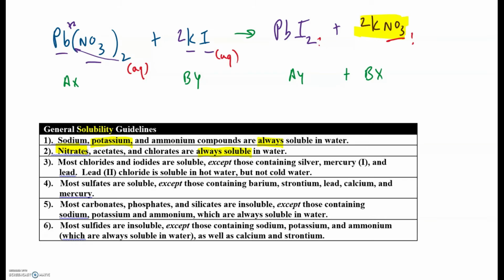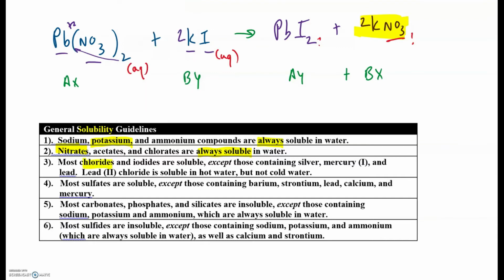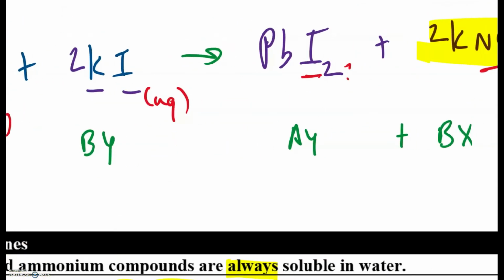Well, let's go a little further. It says most chlorides and iodides. Well, iodine is that guy. It says that most of them are soluble except those that contain silver, mercury, and lead. So an iodide containing lead is clearly our precipitate, and that means this guy is a solid.